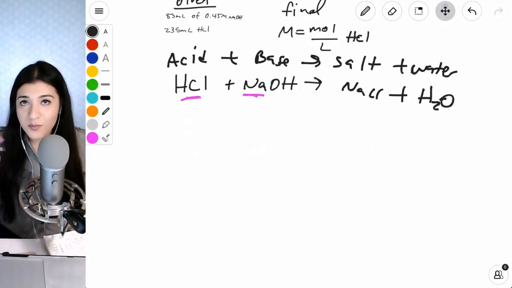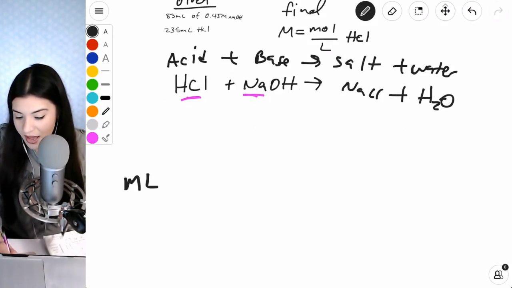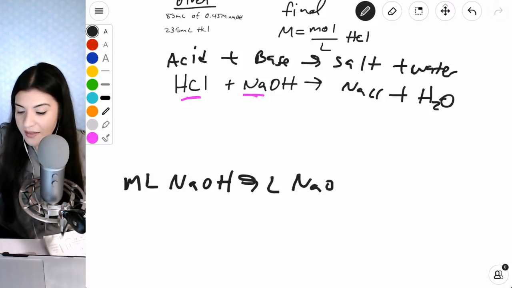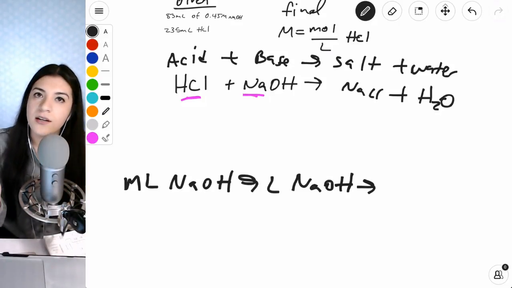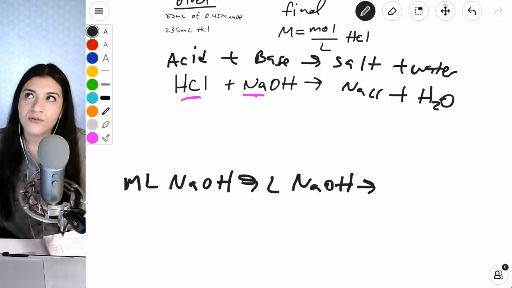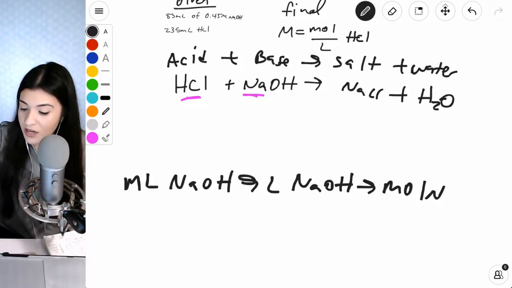So that's what I'm going to start off with, and the plan is to go from milliliters of NaOH, then to liters of NaOH. And then after that, we're going to use the molarity, because remember, we can break apart the molarity to be moles divided by liters, and that's actually going to be used as our conversion factor. So then that's going to get to moles of NaOH.